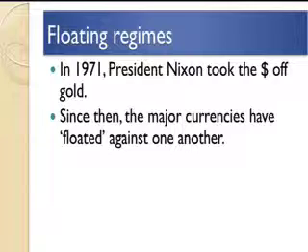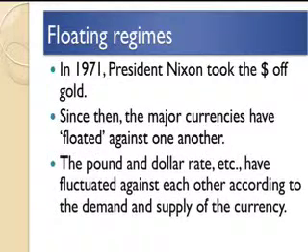Now, since then, the major currencies have floated against one another. Floating regimes. If President Nixon took the dollar off, everybody else came off gold as well. And therefore, they floated against each other. Milton Friedman argued for this because he thought, I don't know, maybe deep down he couldn't trust central banks with the money supply. Who knows? I haven't found that one out in his writings yet. Maybe somebody can leave a comment. It'd be very, very interesting to hear that.